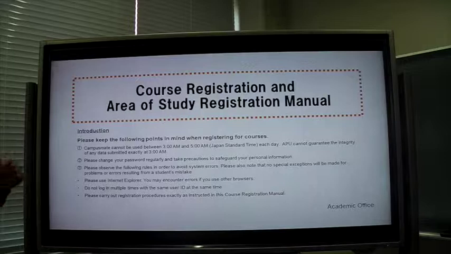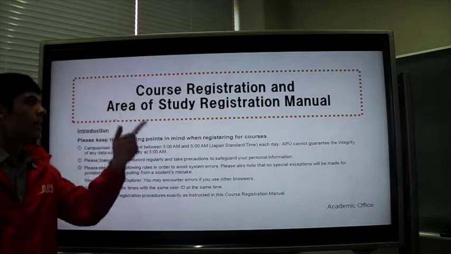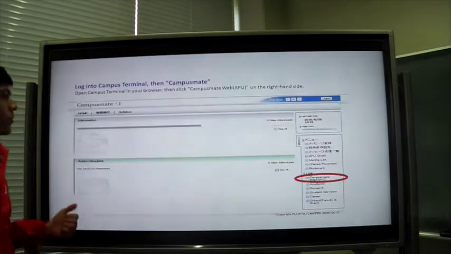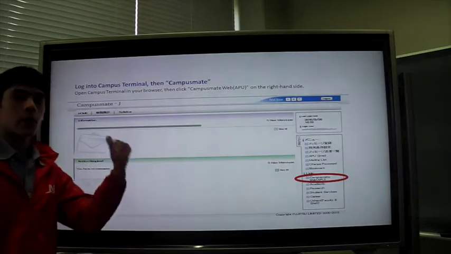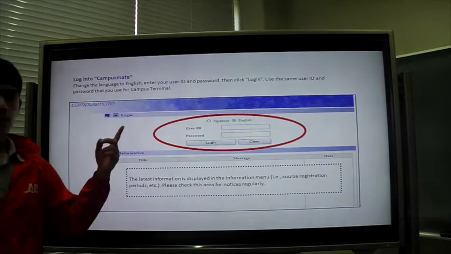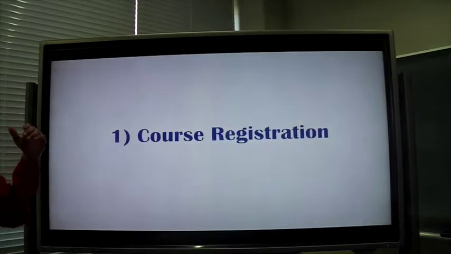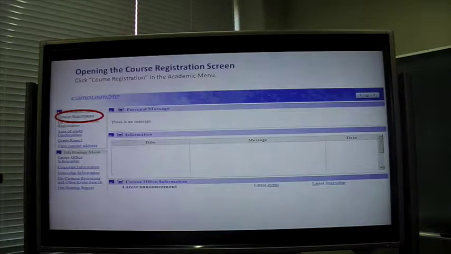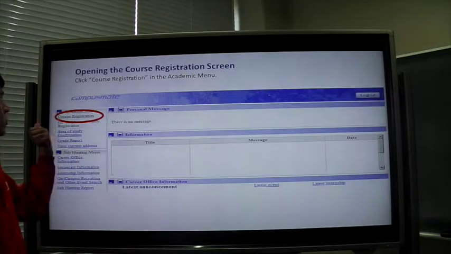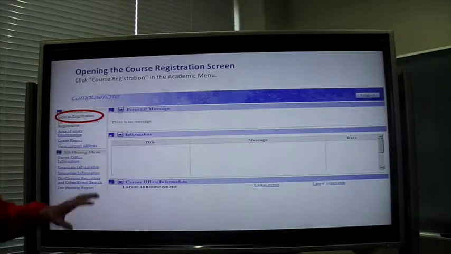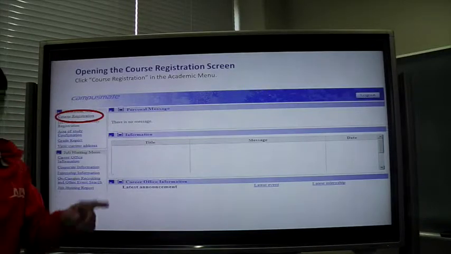And now I'm going to explain the procedure of how to do your course registration. It's about the course registration and area of study registration manual. Once you are going to do your course registration, please go to CampusMate, the campus terminal, and log in to your own profile using your ID and password. The first step: once you log into your CampusMate web, you can find the course registration link at the upper top left. So click on this link.